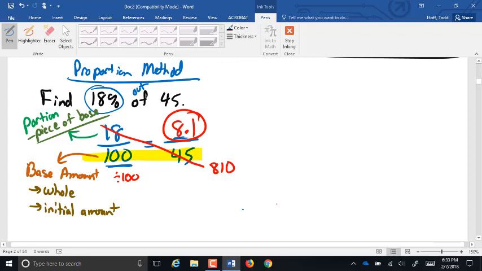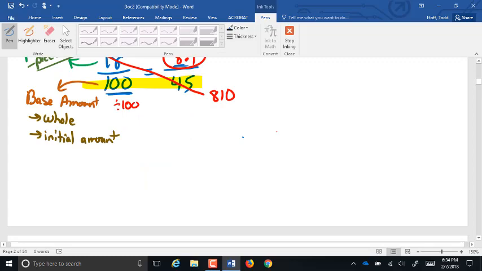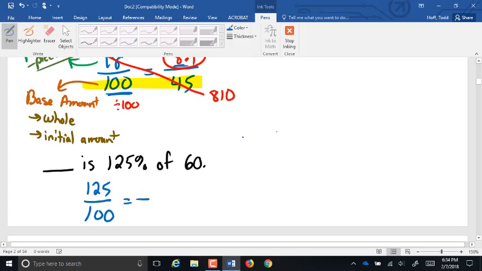Now, there's a lot of different ways of wording pretty much the same problem here. Let's look at a similar problem worded a little bit differently. Let's look at blank is 125% of 60. So again, it's worded different, but we're still going to start out the same way. We have the percent, 125. The percent goes over 100.